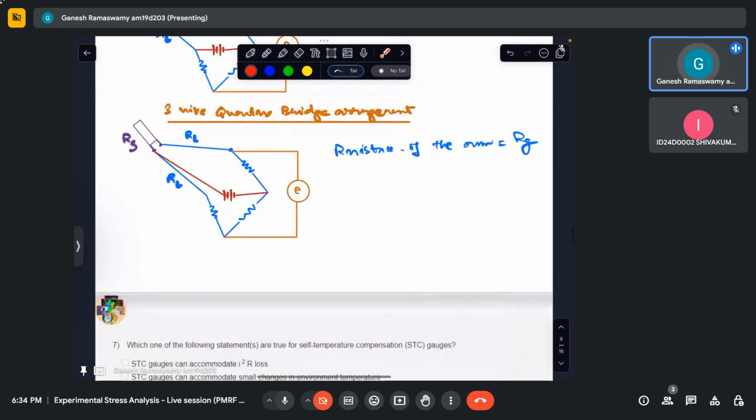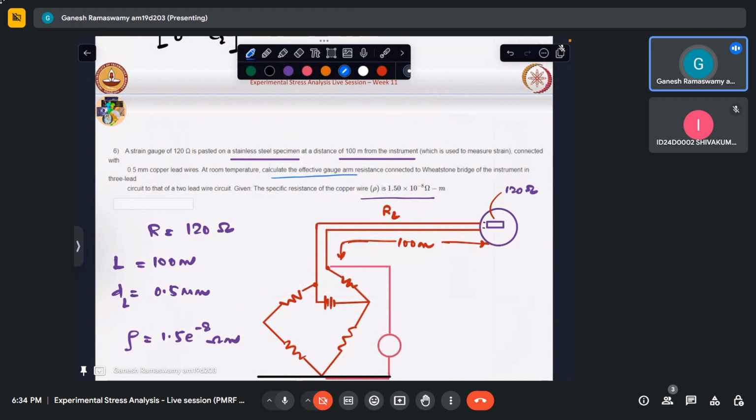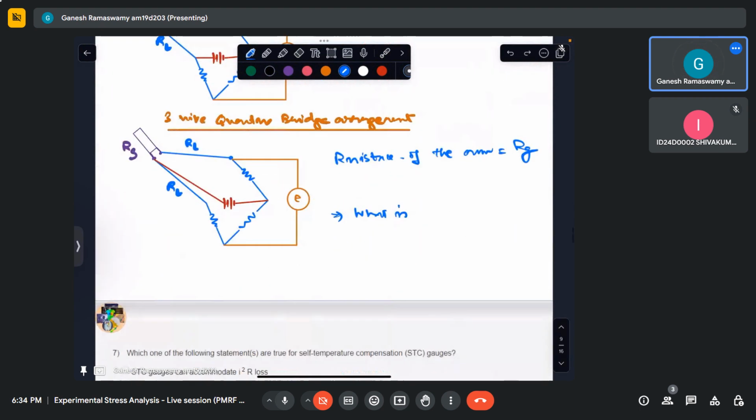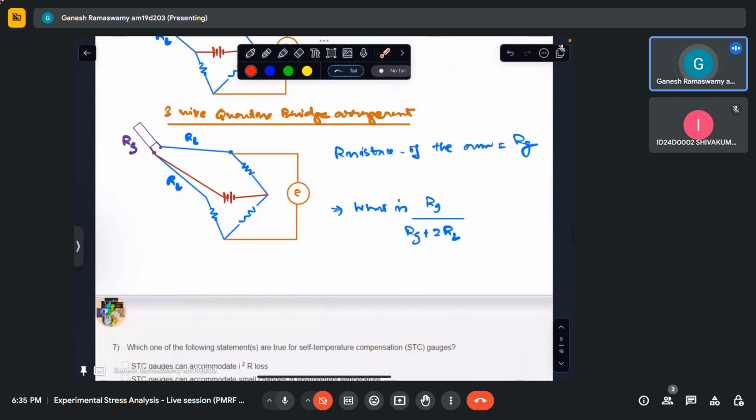So what the question asks is, calculate the effective arm resistance connected to the Wheatstone bridge of the instrument in a three lead wire circuit to that of a two wire circuit. So what is Rg upon Rg plus 2 RL is what is asked. Now we know that Rg for this case is 120 ohms, and we have been given the specifics of the lead wires. So let us go ahead and calculate the lead wire resistance.